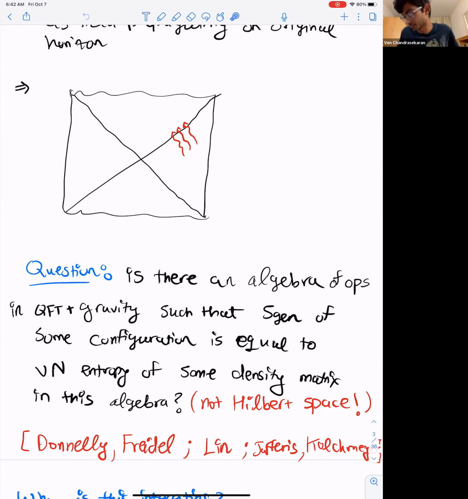So this is a question that's been asked before, for example, by Donnelly and Friedel, Jennifer Lin, Jafferis, and Kolchmeyer. And in these scenarios, it's usually brought up in the Hilbert space picture, and oftentimes ends up requiring maybe one or more ad hoc elements that are strewn in. And my goal here is to maybe convince you that this algebraic formalism is a cleaner and more generalizable approach to this question.